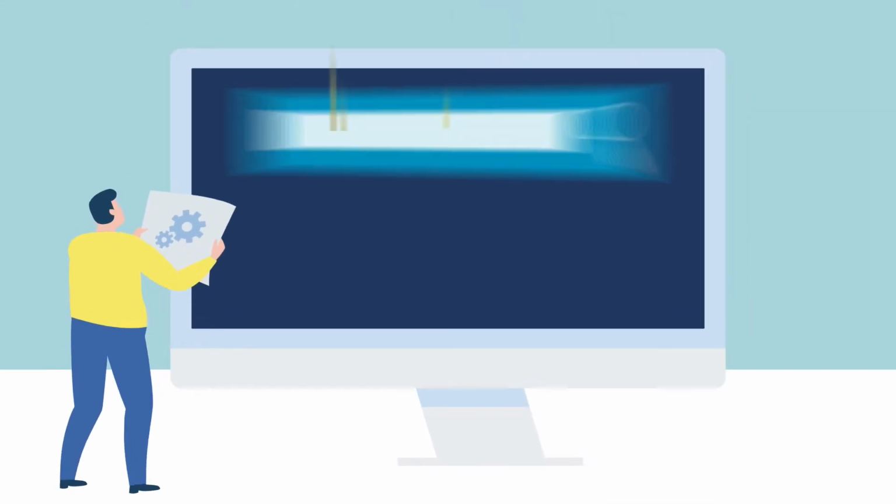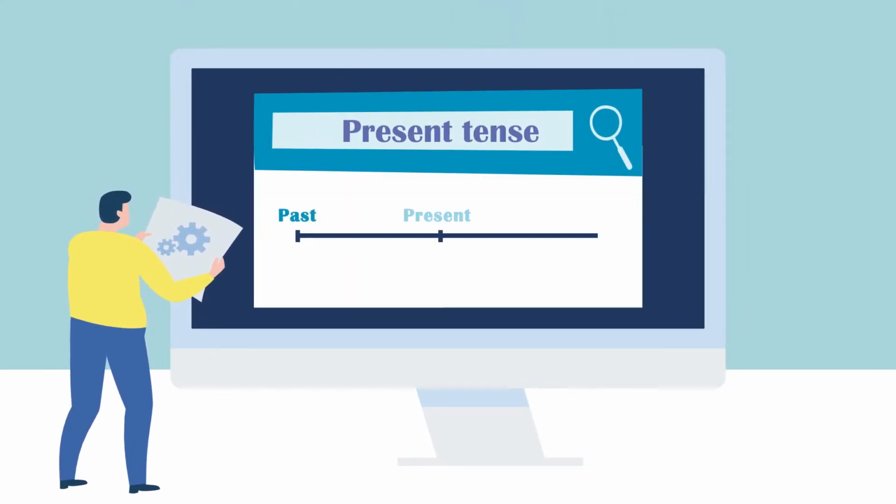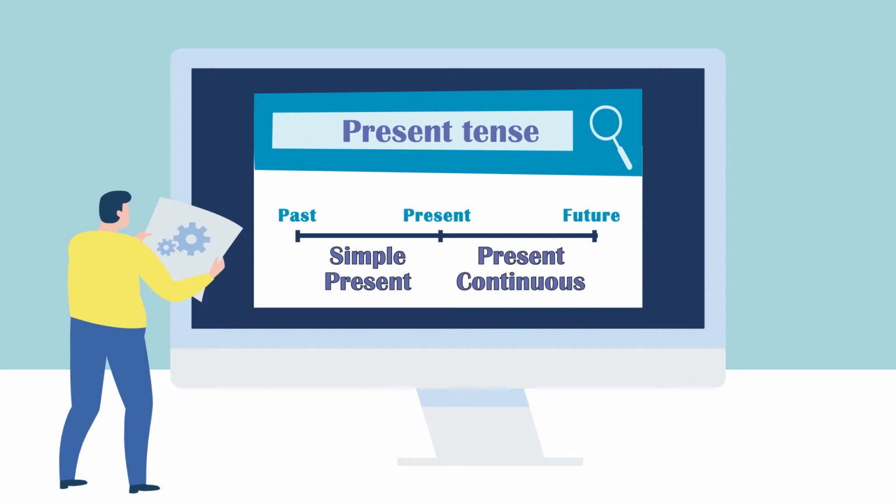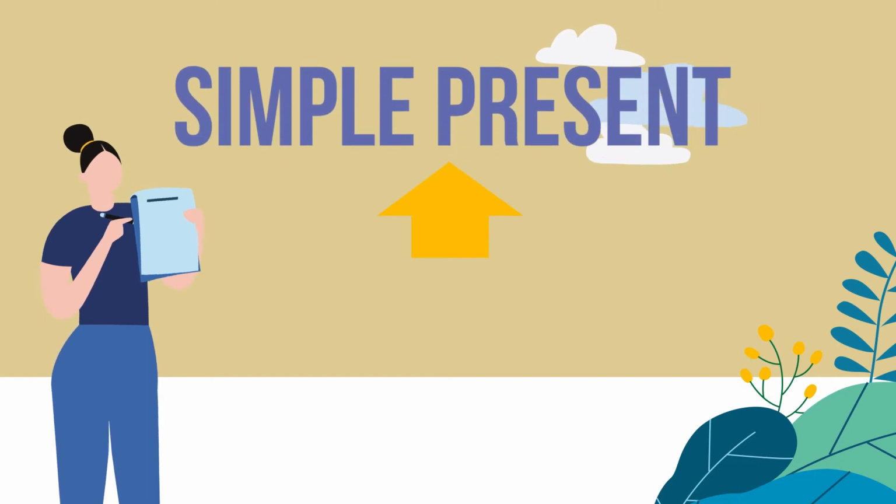In this lesson, we are going to look at the present tense in English. There are two present tenses in English. One is called the simple present, and the other is called the present continuous. They are both used in different contexts and have very different meanings. So the question is, which one do we use and when? Let's compare the two, starting with the simple present.